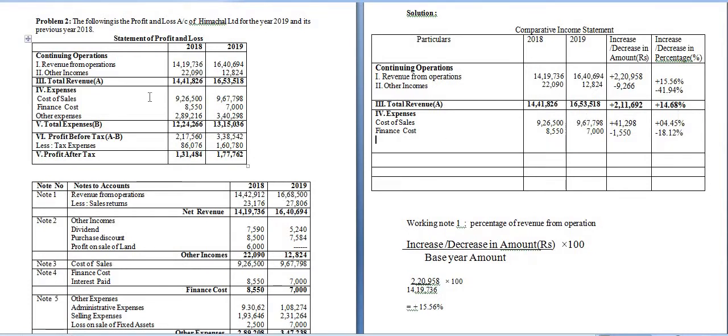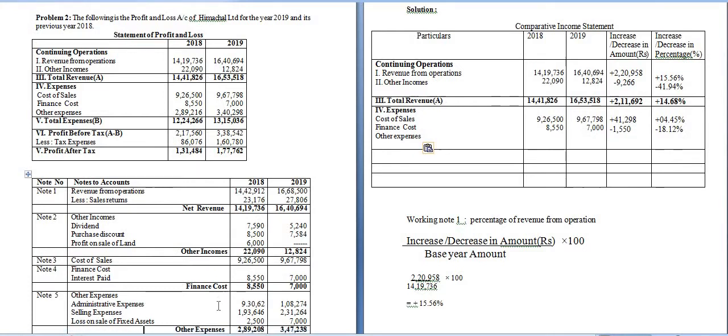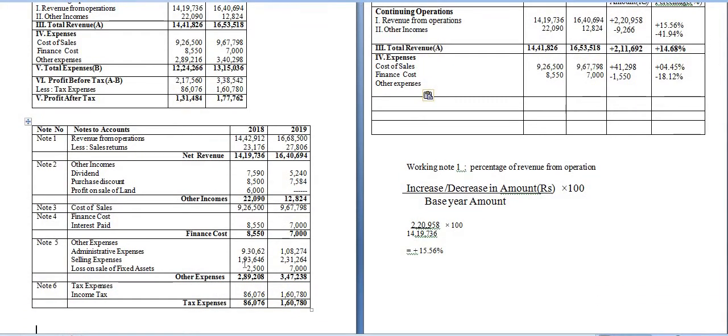Finance cost is over. Next one is other expenses. Here you can check the details of how much other expenses are there. Which all other expenses are there is in note number 5. Advertisement expenses. How much advertisement expenses? 93,060 rupees. Okay. Next one.